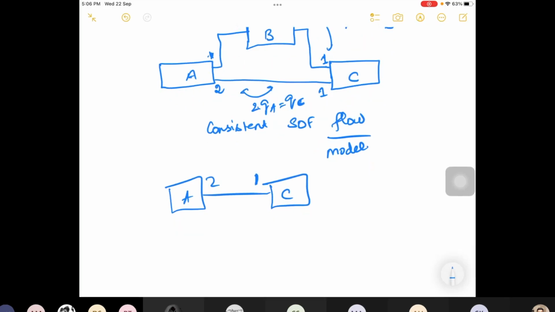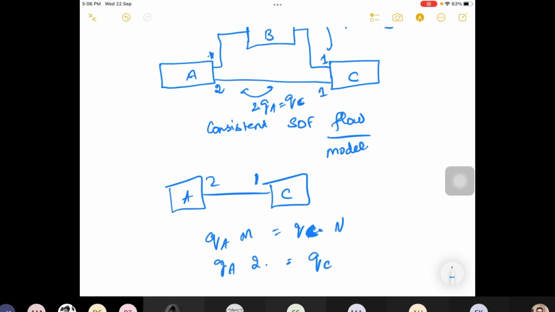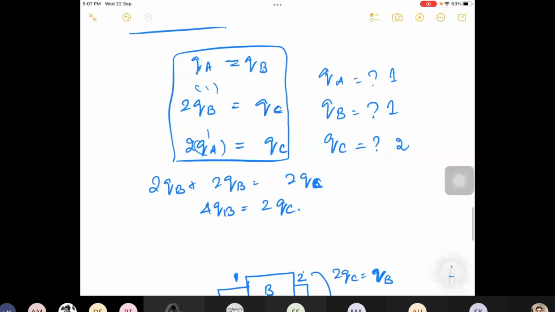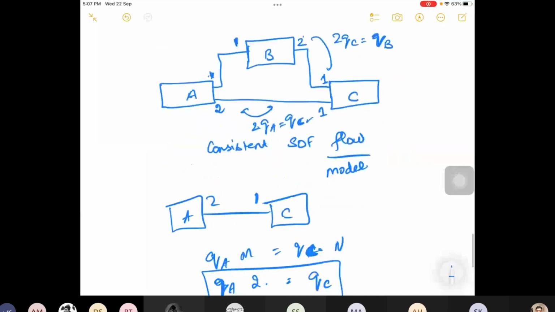Obviously you will have M into QA equal to QB into N. So in this case we have QC here. The number of tokens here is 2QA, and here N is QC. So that's 2QA equal to QC. As per this balancing equation, whatever A is producing, C has to consume. So this is the equation for that. This way, based on the values we allocate for the number of times an actor is fired, we are able to compute their relationship.